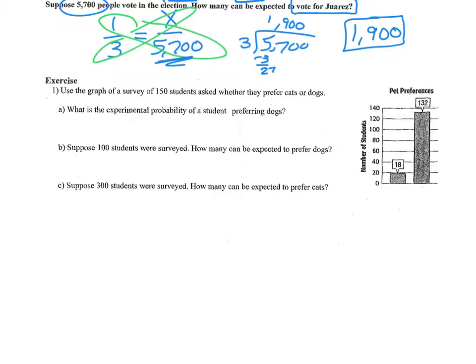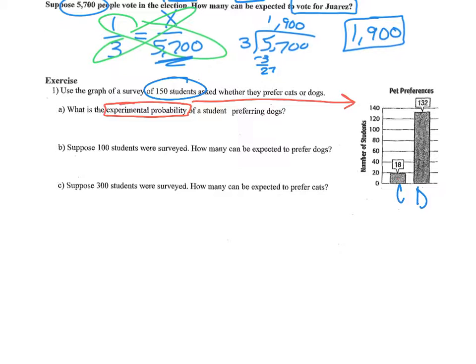Okay, so last exercise on the bottom. Use the graph of a survey of 150 students. Ask whether they prefer cats or dogs. So we'll say cats, dogs. So what is the experimental probability of a student preferring dogs?